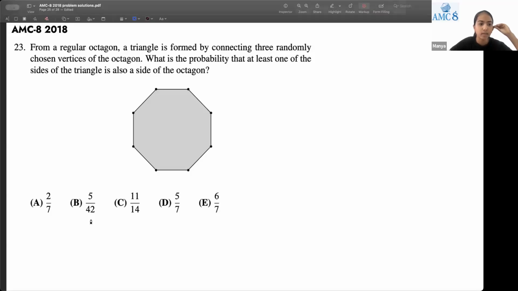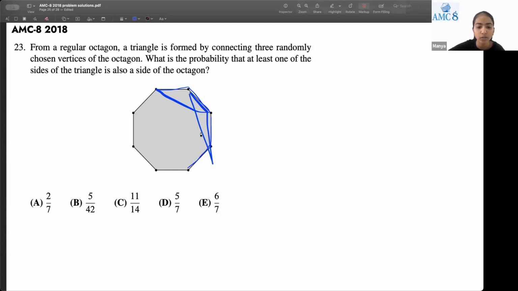Problem number 23. From a regular octagon, a triangle is formed by connecting 3 randomly chosen vertices of an octagon. What is the probability that at least one of the sides of the triangle is also a side of the octagon? So they're asking us that there's a triangle.